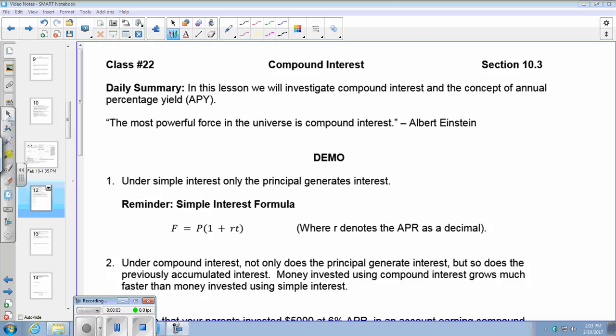Okay, this is class number 22, and this is for compound interest, which goes with section 10.3 in your textbook. All right, our daily summary. In this lesson, we're going to investigate compound interest and the concept of annual percentage yield, or APY for short.